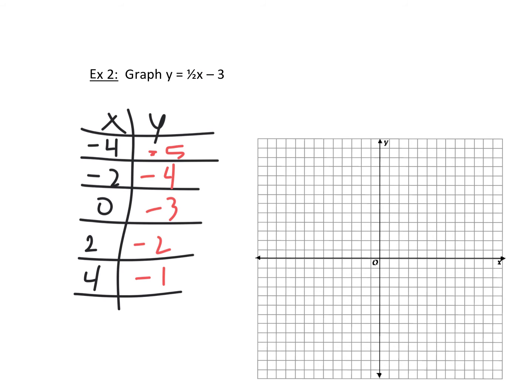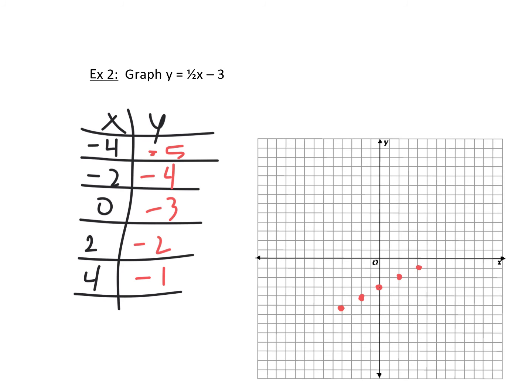Okay, I'm going to plot the points. -4, -5 is going to be left 4, 1, 2, 3, 4, and down 5, 1, 2, 3, 4, 5. That's here. -2, -4 is left 2, down 4. That's here. 0, -3 is just down 3. 2, -2 is right 2, down 2. And then 4, -1 is right 4, down 1.